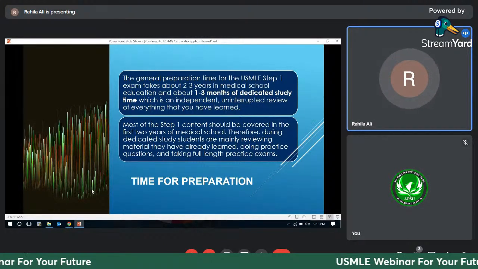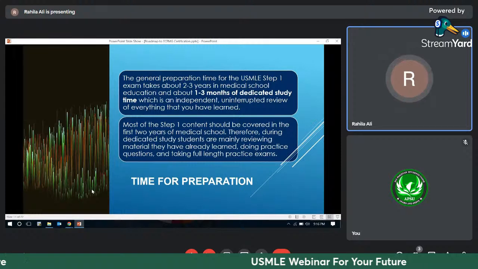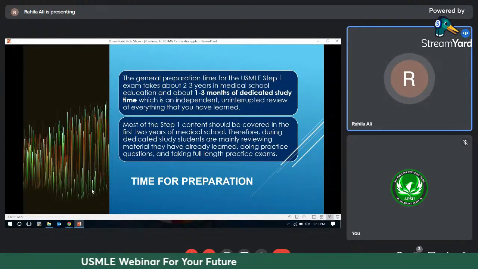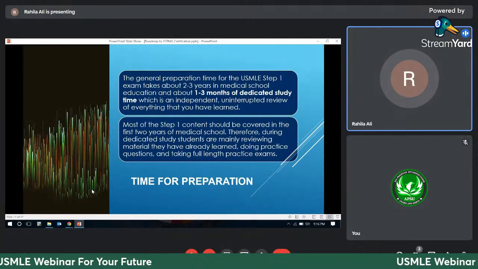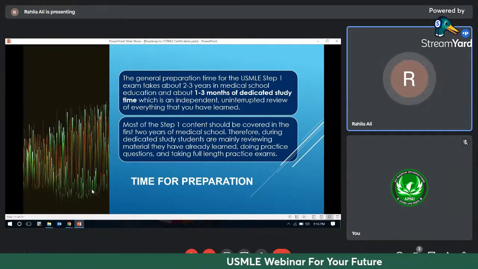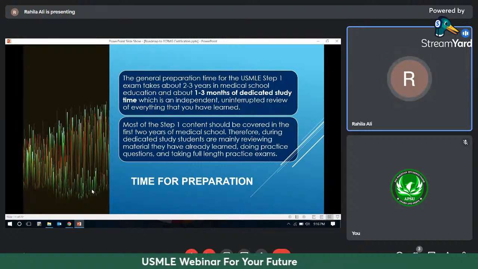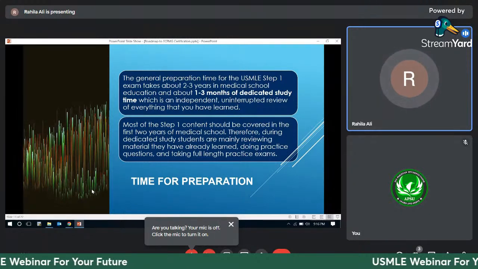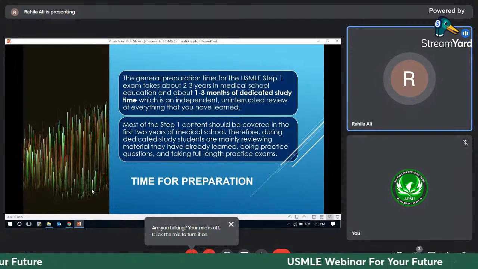So that's what you do, and you practice questions, you do question banks and everything. This is the time for preparation you need if you are a med school student. But if you are a graduate, for Step 1 you need around 5 to 6 months. 3 months is your non-dedicated period, but the next 2 to 3 months is your dedicated period, where you only study, do nothing.